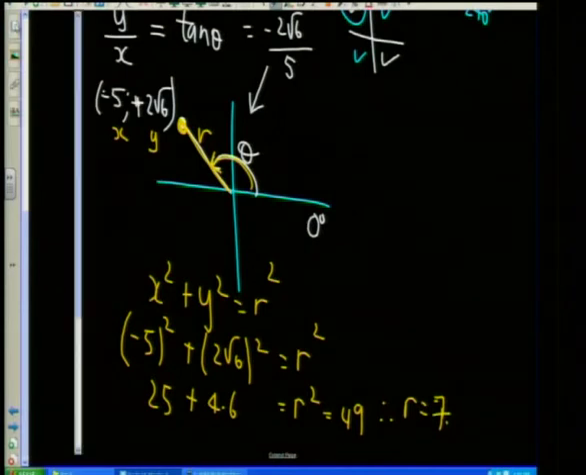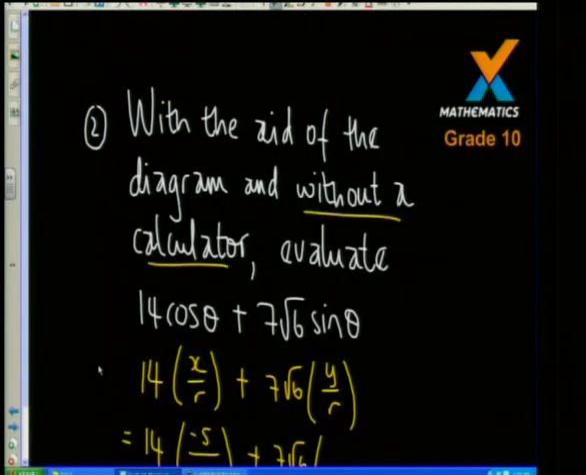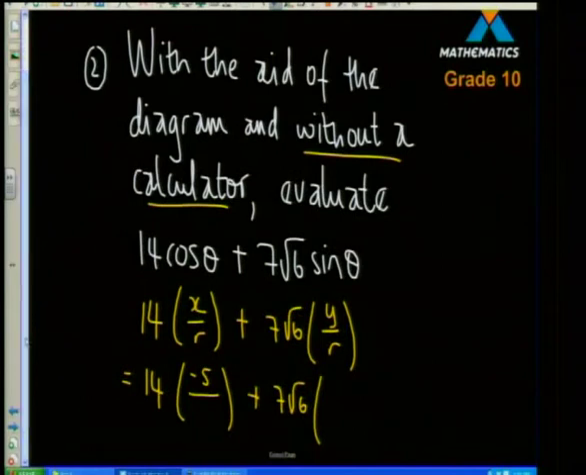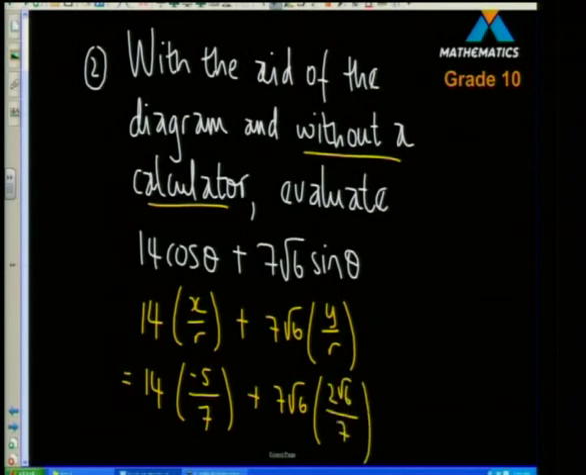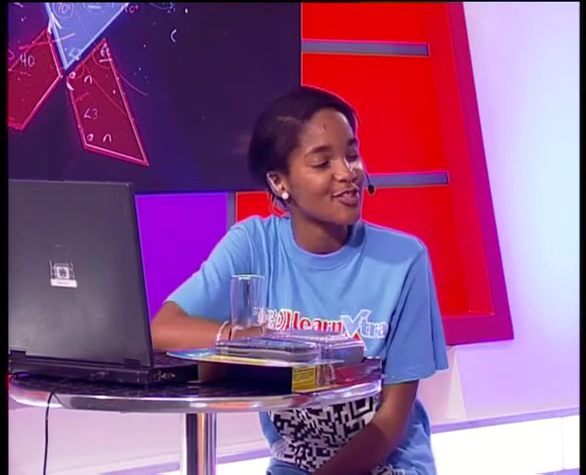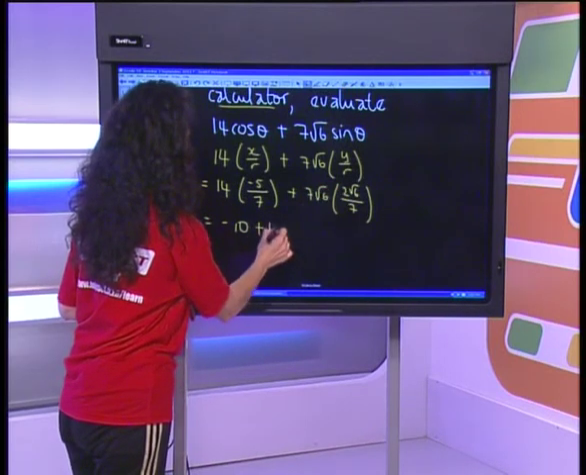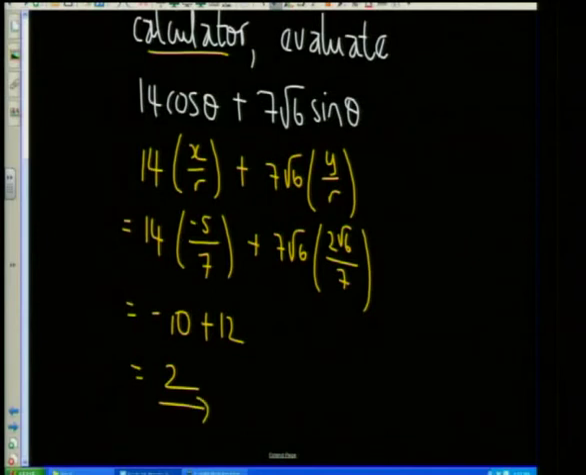So let's go on to our next page. This r is 7, we've worked it out now, and this y was 2 root 6 over 7. Okay. Yes, our time is running out, but I'll just finish it off. So that's negative 10 over 7, and 7 times 2 root 6 over 7 is 2 times 6, which is 12, plus 12, so we get 2. So that's just working with angles that are bigger than 90.